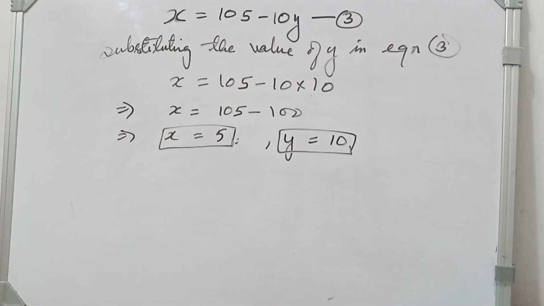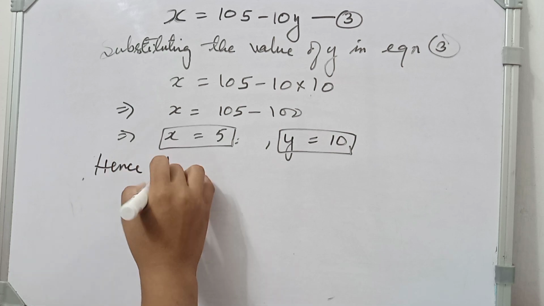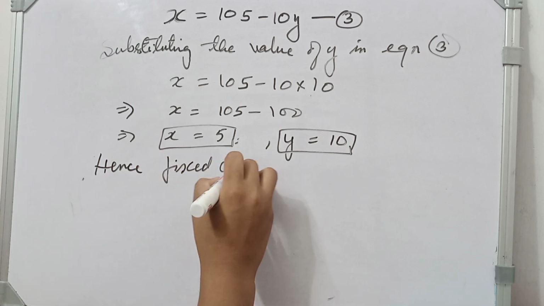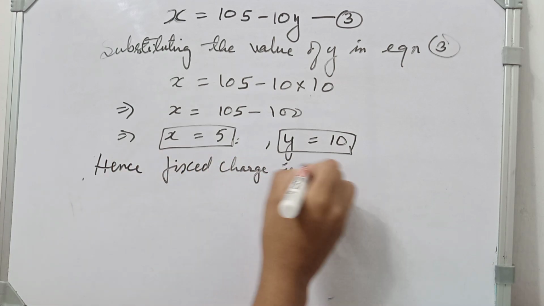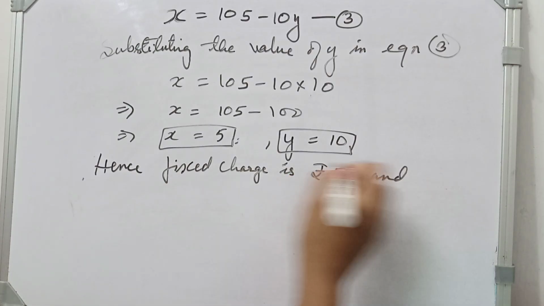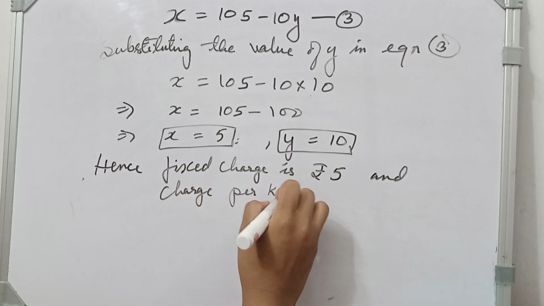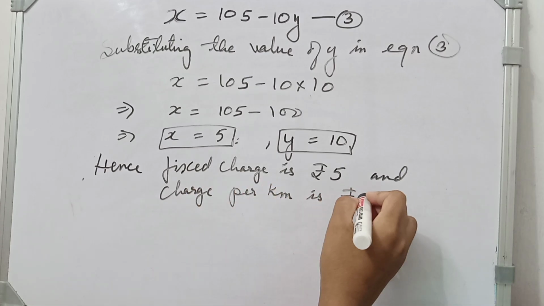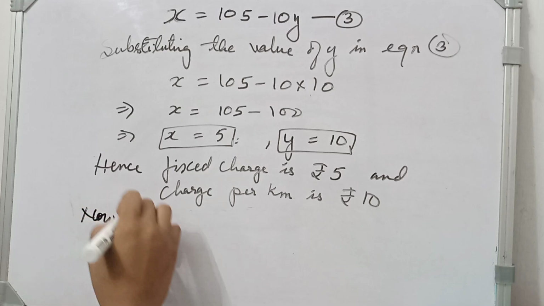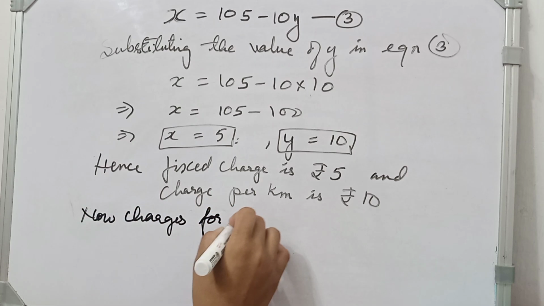Second part: how much does a person have to pay for traveling a distance of 25 km? The fixed charge is rupees 5 and the charge per kilometer is rupees 10. Now charges for 25 km.